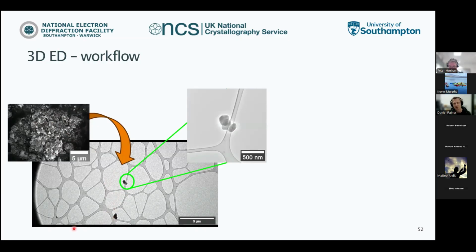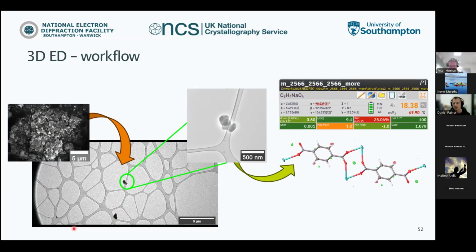But as Pete said, it's possible for the software nowadays. They're good enough to be able to separate these, and data treatment can be performed on a data collection of this as well. And in this case, this is a sodium carboxylate. This is then what the structure looks like.